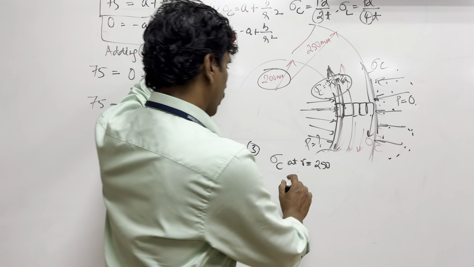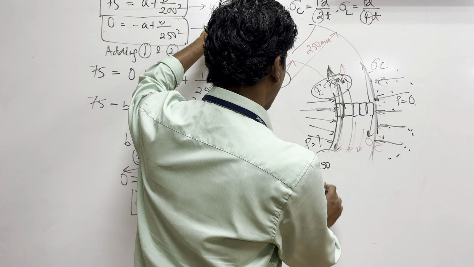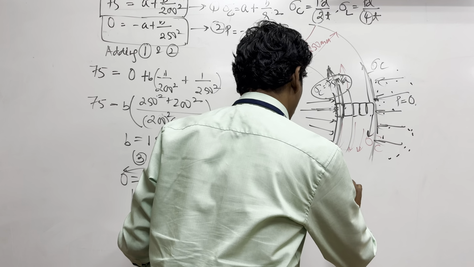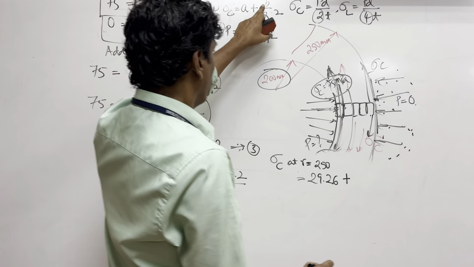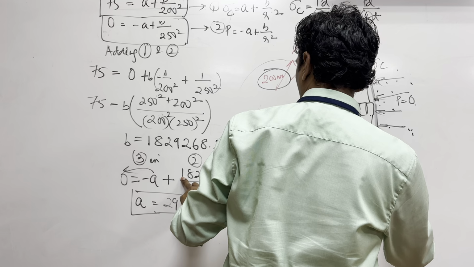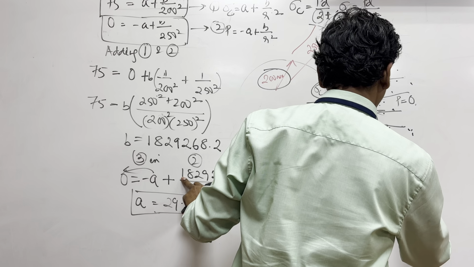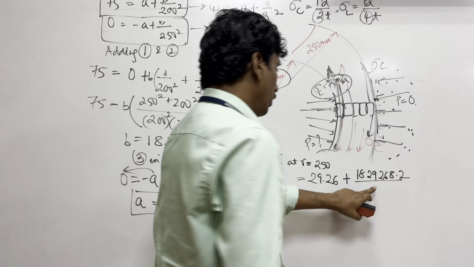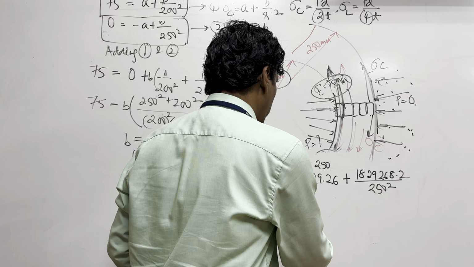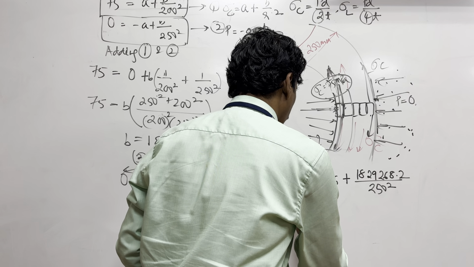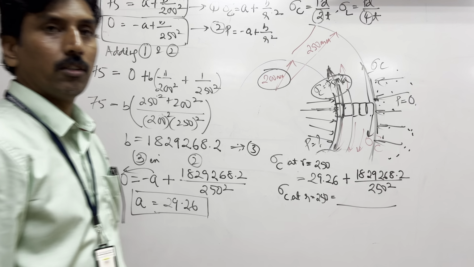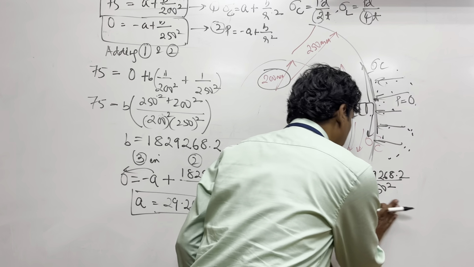What is the equation? That is given by, what is the value of A? 29.26 plus B. What is the value of B? It's a very huge value, 182926.8.2, and here R has to be substituted as 250 square. That will give you sigma C at R is equal to 250. What is the value here? 58.5.